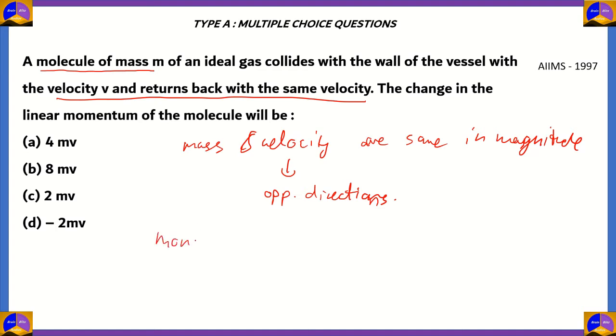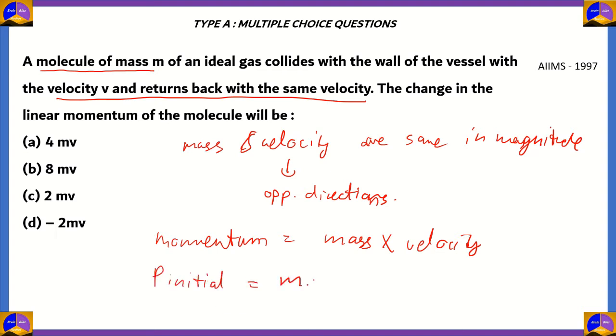So momentum is expressed as mass times velocity. So therefore initial momentum can be written as m times v, and also final momentum can be written down as m times v. However, since v is in the opposite direction, we will write minus before m. So p initial is mv and p final is minus mv.